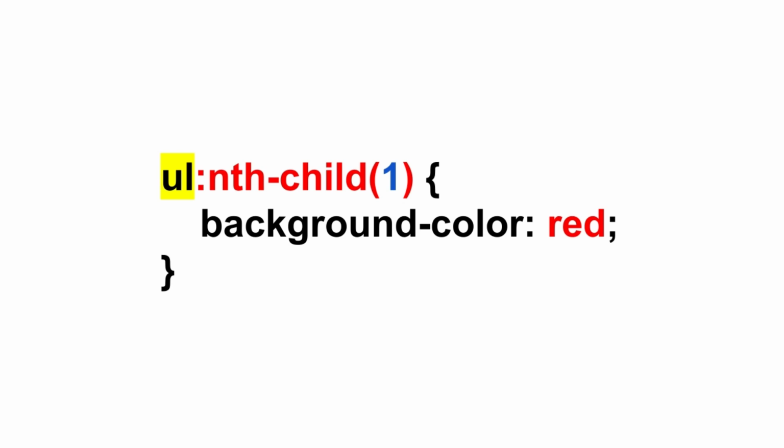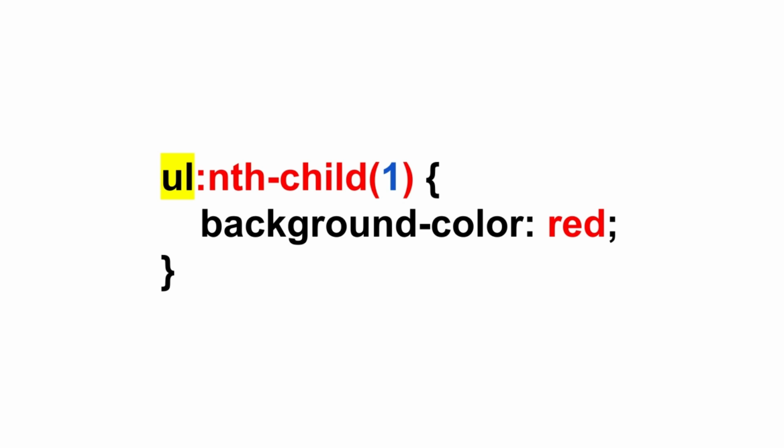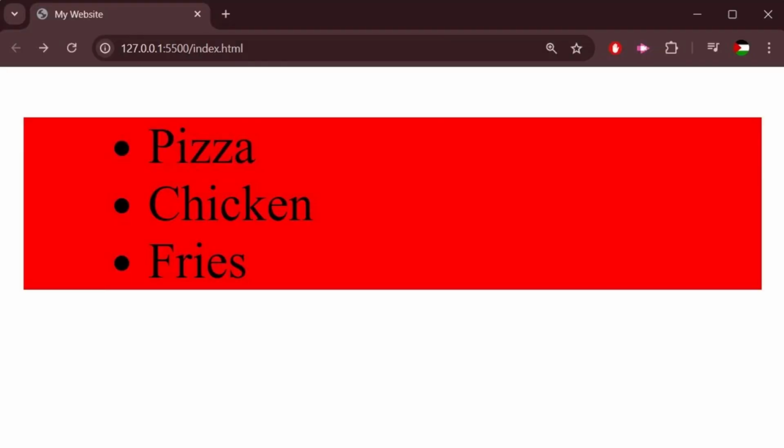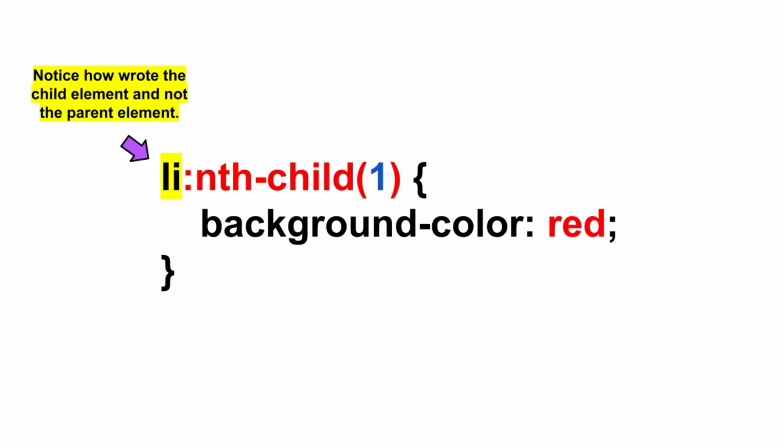One mistake beginners might make is to use the parent element for this pseudo class. When writing the nth-child pseudo class, notice how we write the name of the child element instead. But if we were to write the name of the parent element, we will see that the entire list is colored red. It is because the UL element is the first child element of the body element in HTML. So, we must make sure to write the name of the child element instead.